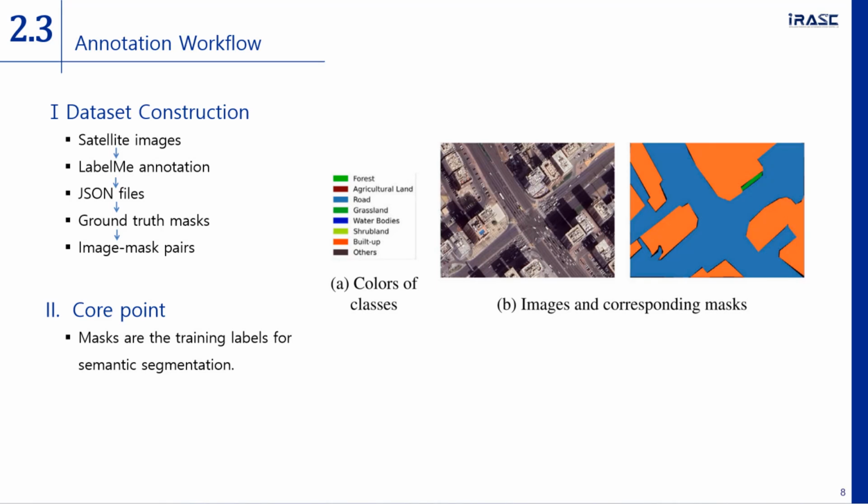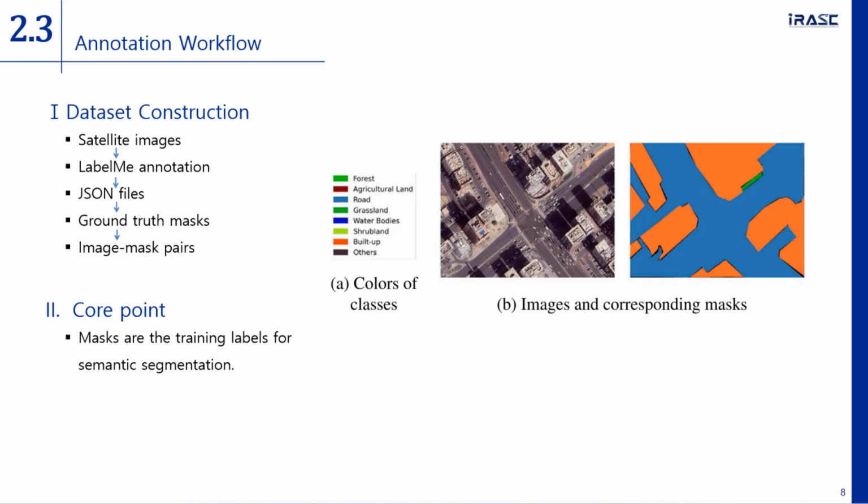This slide shows one of the most important parts of the paper: how the data was constructed. The authors used LabelMe for polygon-level annotation. In practice, they manually outlined different land cover regions with polygons and assigned class labels such as forest, agricultural land, road, or water bodies.